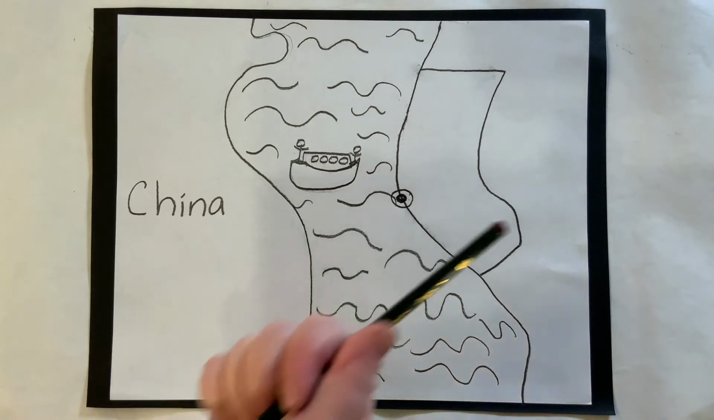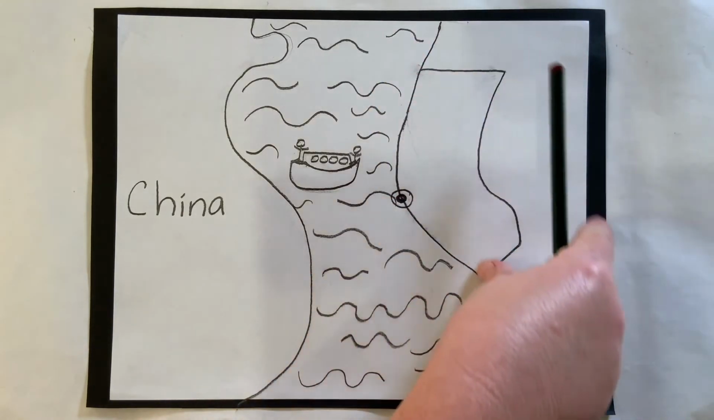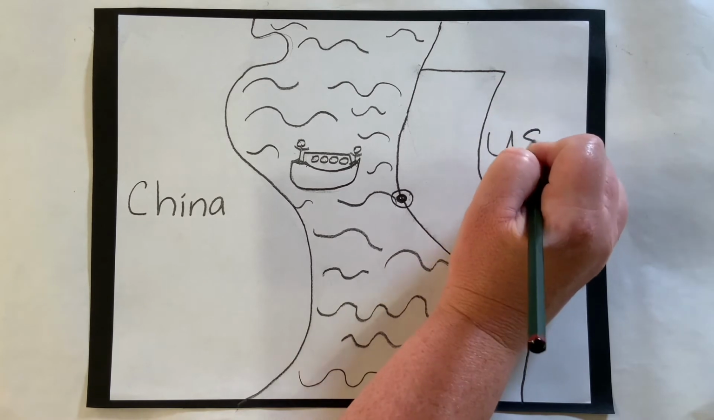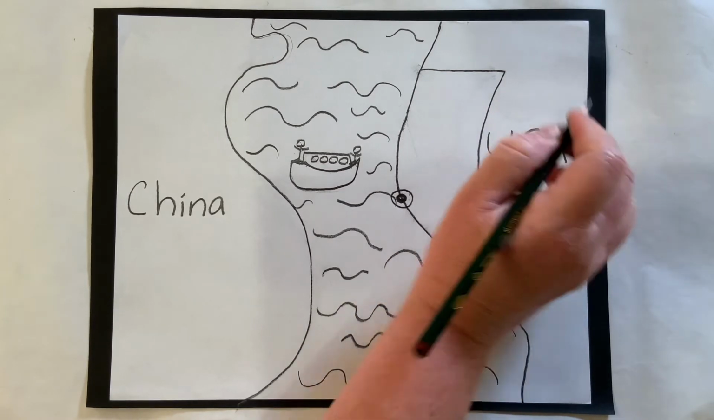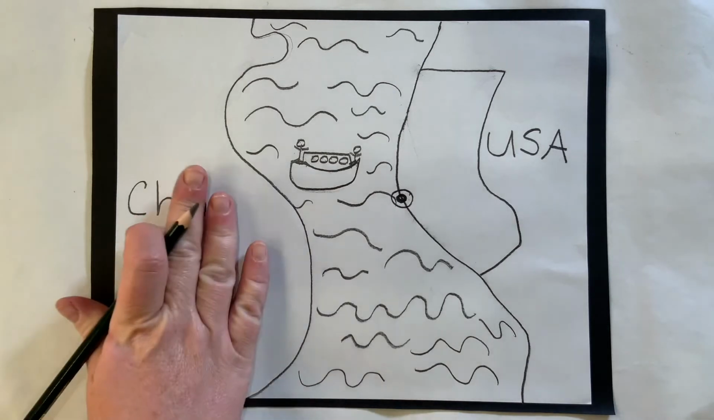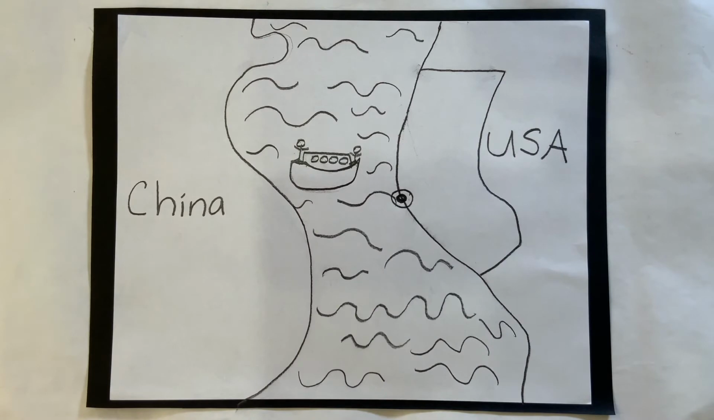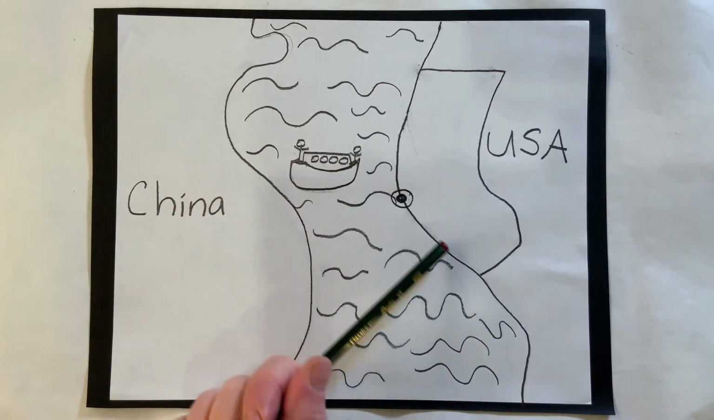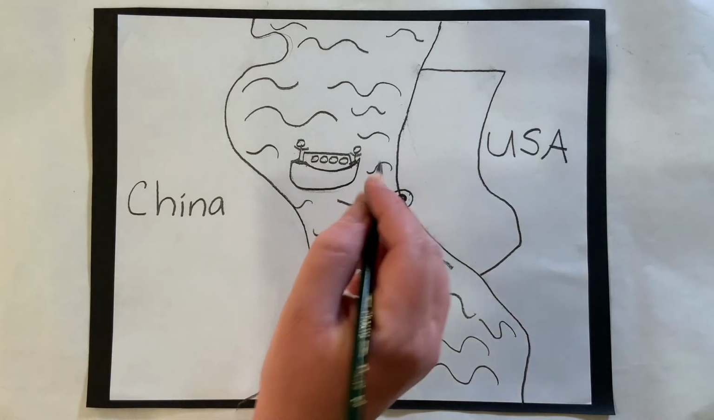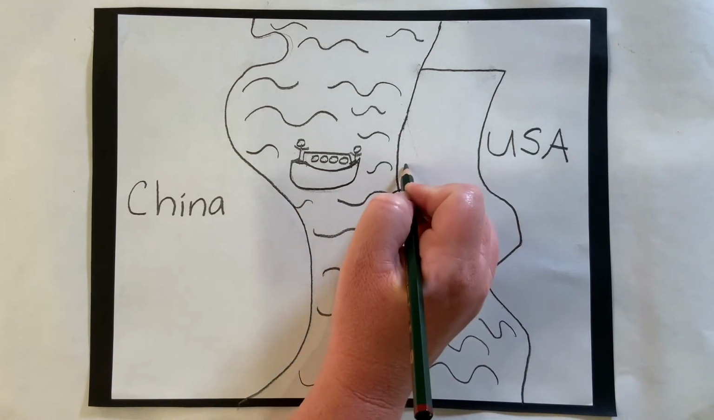Now, if this is China, this whole area of land is the USA. USA, United States of America. That's our whole country. China is a country, USA is a country. I just showed you where California was, because California has a lot of mountains. So here is San Francisco.